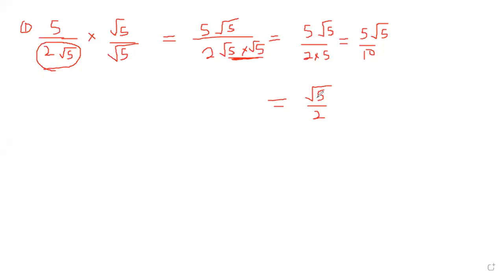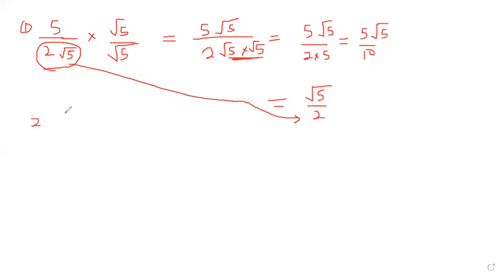So you notice that when we talk about rationalization, the primary objective is to change the surd. We want to eliminate the surd in the denominator. We are just interested in taking away the surd in the denominator. So you realize that in the long run, the denominator doesn't contain a surd. That is what we mean by rationalization.